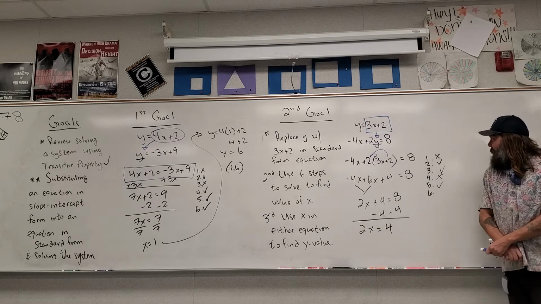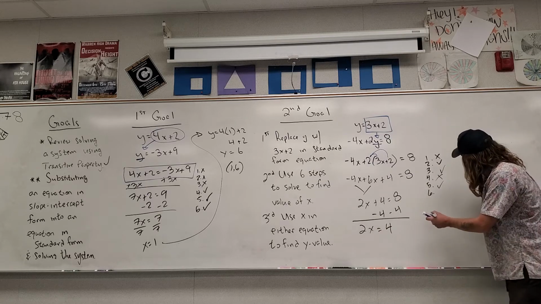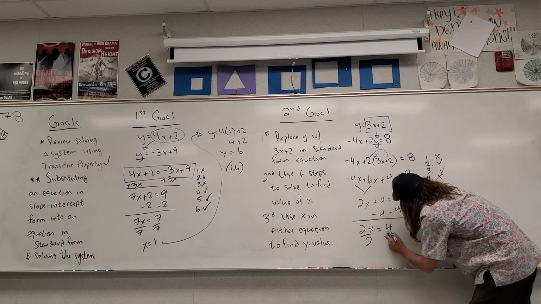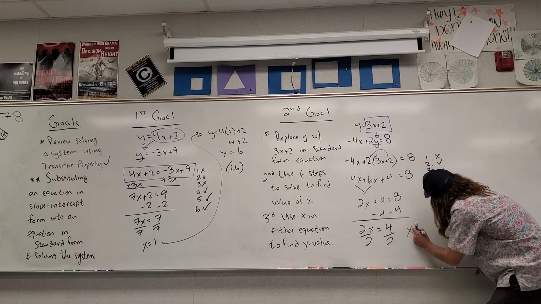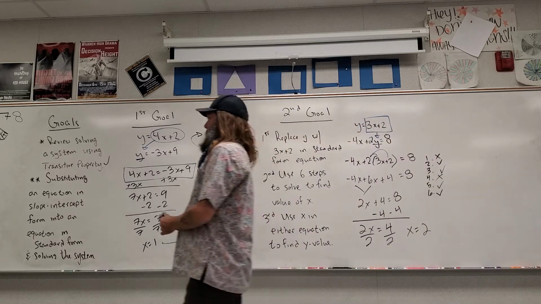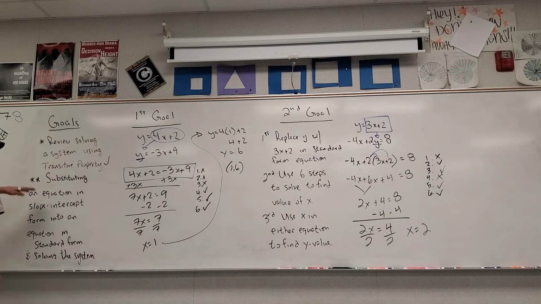Can I divide away a number? Yes, I can. I can divide away the 2. So divide out the 2, divide out the 2, and x is equal to 2. So again, up to now, this is what it looks like. Substituting an equation in slope-intercept form into an equation in standard form, and we're halfway through solving the system.